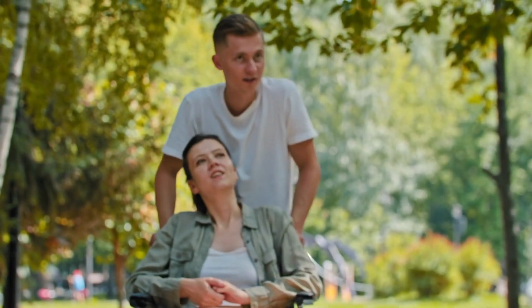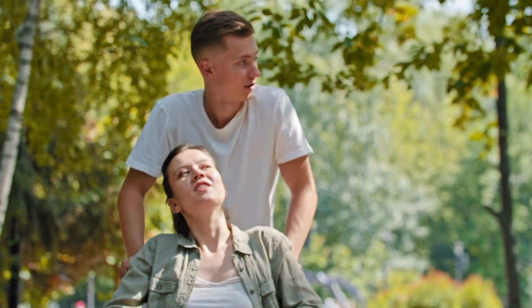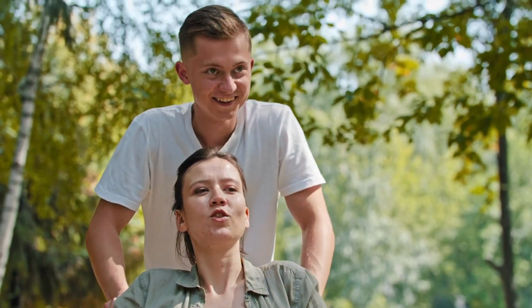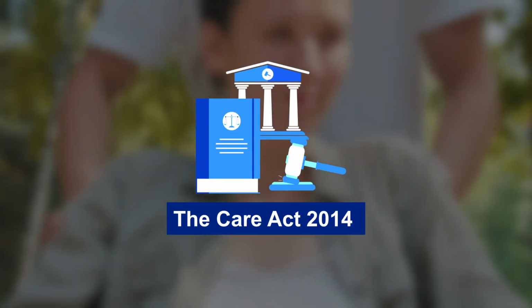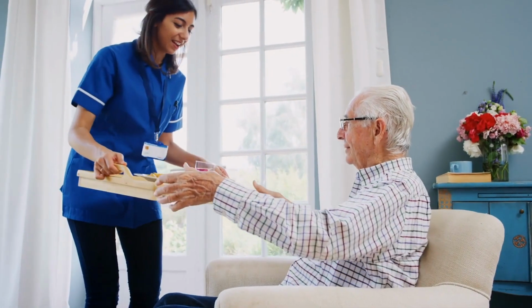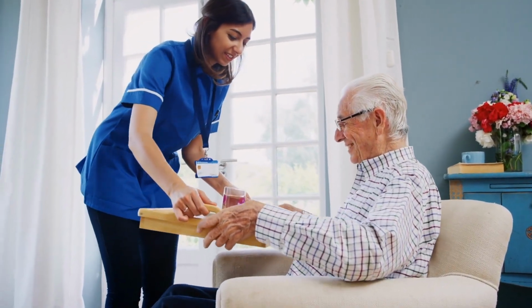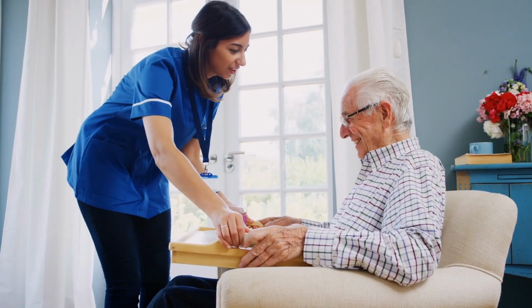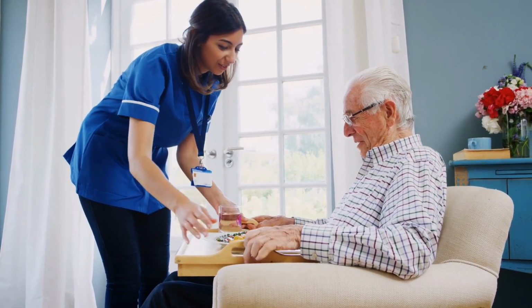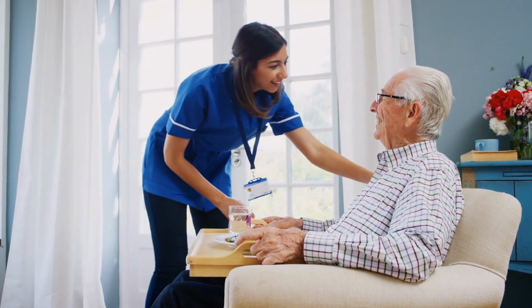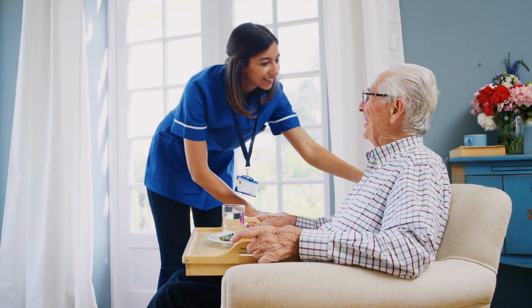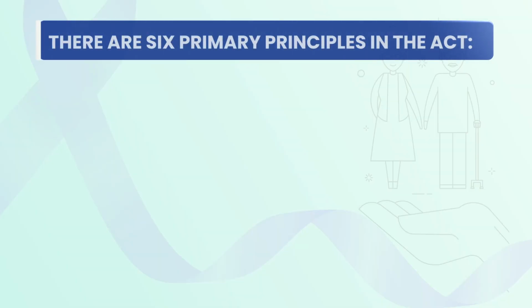We will discuss existing legislation in more detail in a later lesson. Still, for guidance, the UK has the Care Act 2014 in place to provide a legal framework for protecting vulnerable adults, which assists local authorities in understanding their duties in this area. There are 6 primary principles in the Act.